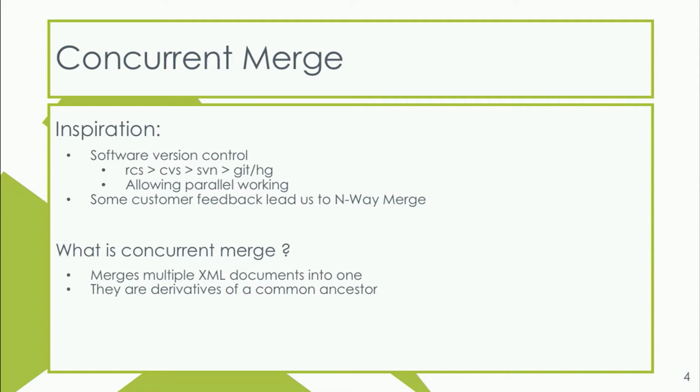So can we do more? Is the 3-way merge enough? To do more, we need an n-way merge. So concurrent merge starts with an ancestor where each version is a derivative of that ancestor.